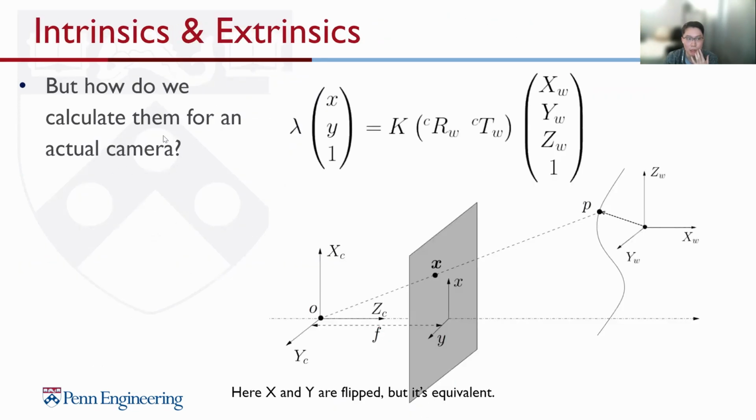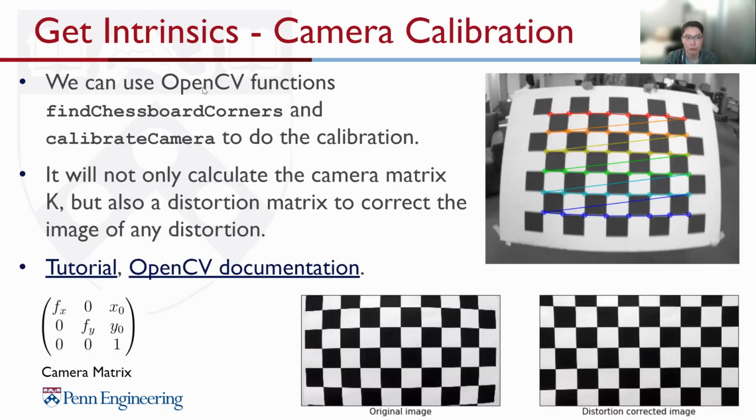Yes, how do we get them? How do we calculate them? For intrinsics, we can use camera calibration, and this will be in the lab. We can use these OpenCV functions to find the corners in the checkerboard. Then we just call calibrateCamera to do the camera calibration. It will output the camera matrix. It will also output a distortion matrix, to help you correct the distortion in your image.